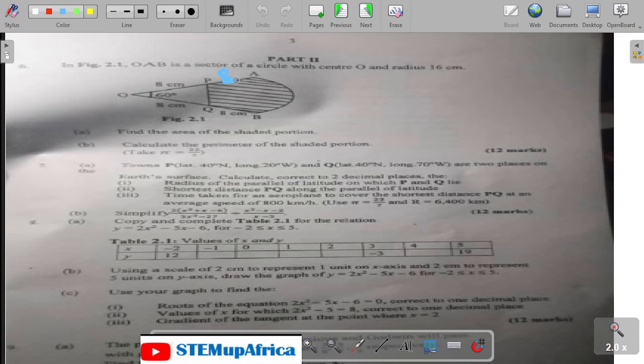Let's go to question B of it. It says calculate the perimeter of the shaded segment. Shaded segment starts from PA, then the length of the arc AB, then BQ and PQ. So let's get the length of PQ first, then the length of the arc AB. You can start with any one, the length of the arc or the length PQ. Let's start with the length of the arc. That will be easier for us.